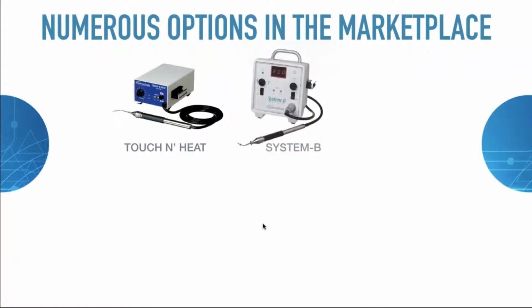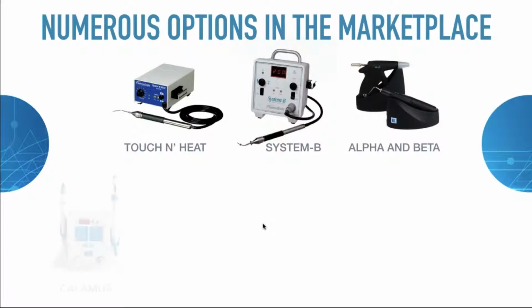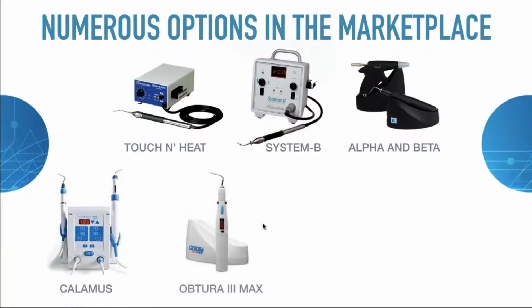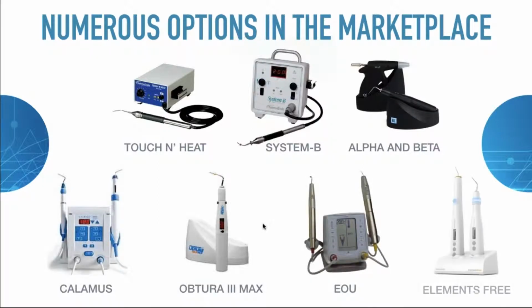Now, there's lots of different systems. In the interest of fair balance, there's lots of systems that can be used in order to downpack, which we're going to show you today, and then backfill. Touch and Heat by Kerr Endo, System B by Kerr Endo, Alpha and Beta, the downpack and the backfill by B&L, the Calamus by Dentsply Sirona. Of course, there's the Obtura, which everyone's familiar with, and Kerr Endo, which has their Elements Obturation Unit.